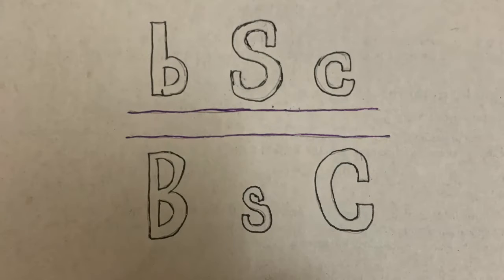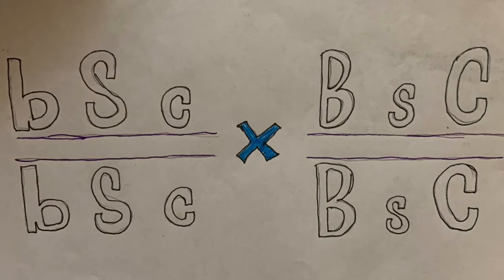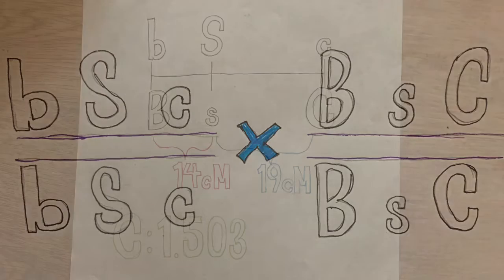To begin, we need a heterozygous individual. This individual can be produced by crossing 2 parents who are homozygous for all 3 loci. So we're going to cross the parent with the genotype little b, big S, little c, with the parent with the genotype big B, little s, big C.